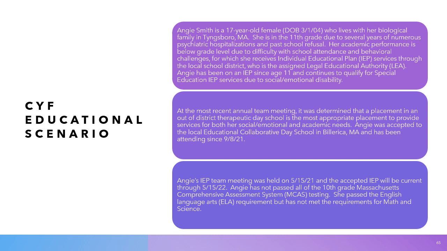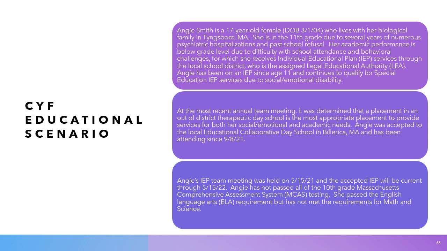Angie Smith is a 17-year-old female, who lives with her biological family in Tyngsboro, Mass. She is in the 11th grade due to several years of numerous psychiatric hospitalizations and past school refusal. Her academic performance is below grade level due to difficulty with school attendance and behavioral challenges, for which she receives individual educational plan services through the local school district, who is the assigned legal education authority.